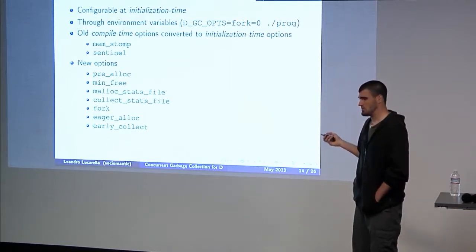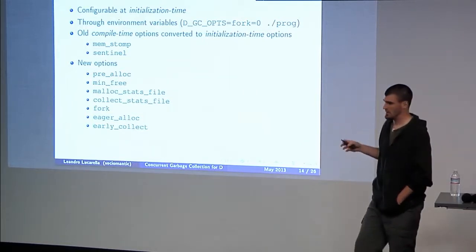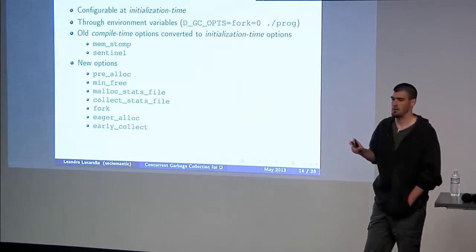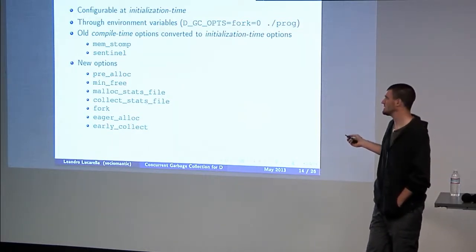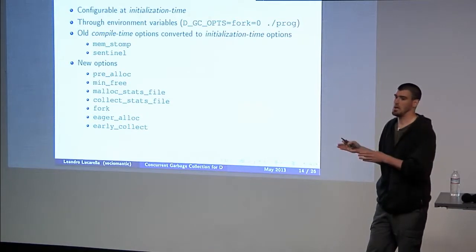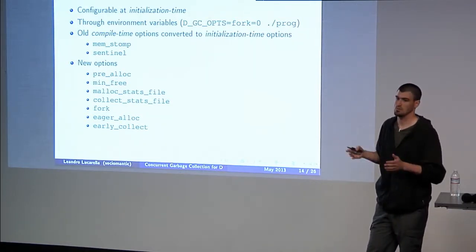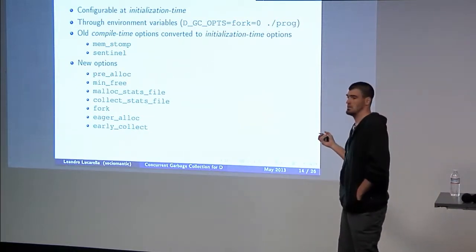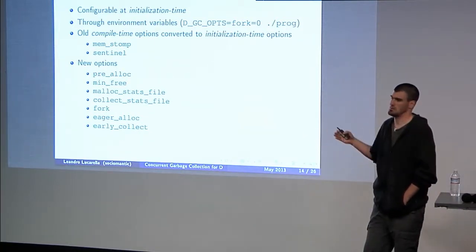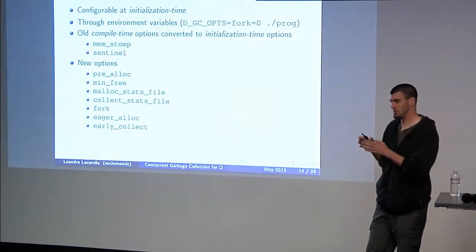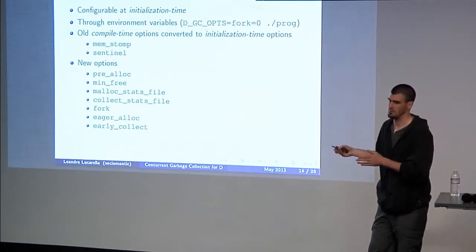And the sentinel is to avoid problems with buffer overflows or stuff like that. What it does is write a small pattern at the end of the memory chunk that you allocated. So if you have a buffer overflow there, when the garbage collector frees the memory, it also checks this pattern at the end of the memory block.